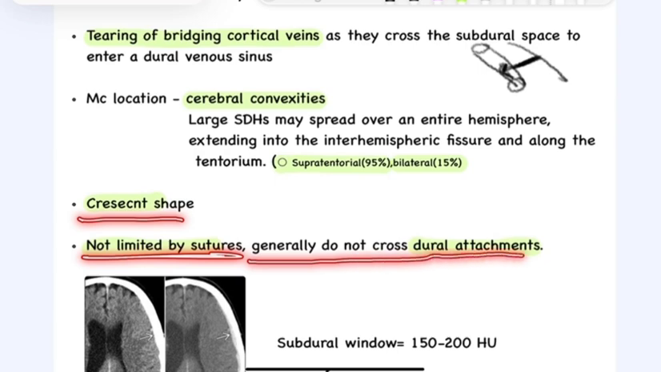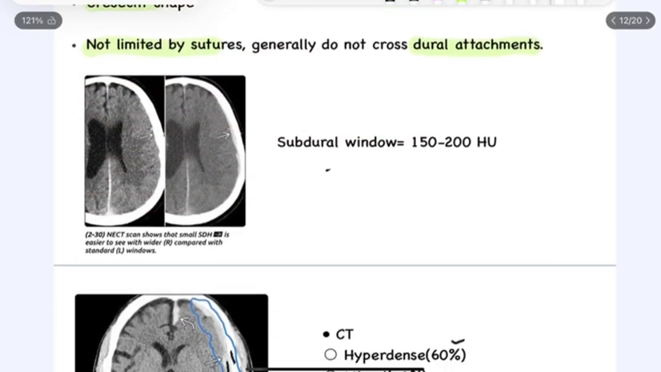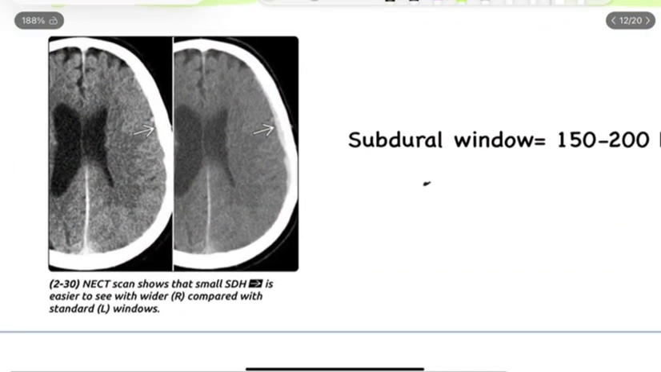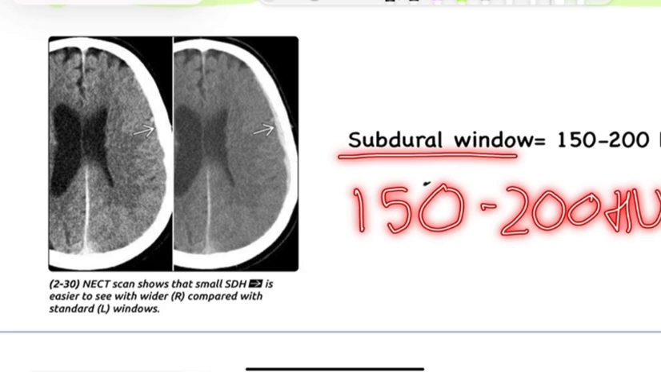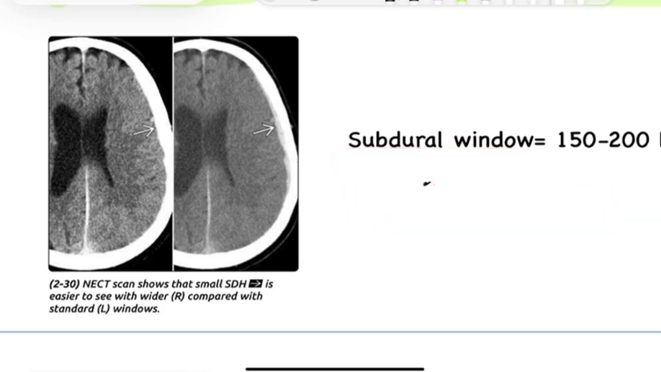It is usually a crescent shaped collection which is not limited by sutures, but generally does not cross the dural attachments. In order to detect small subdural hematomas, we should always adjust our window to the subdural window, that is about 150 to 200 Hounsfield. In this image, after adjusting our window, we can easily detect a small hyperdense collection along the cerebral convexity, which is a subdural hematoma.